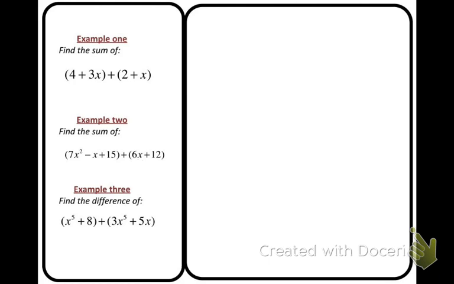Okay, example 3. Small typo here. This should be subtraction. Let me fix that up a bit. Subtraction. Okay. First thing, I'm going to rewrite this one. This one is going to require one additional step. So you have x to the 5th plus 8 minus 3x to the 5th plus 5x.